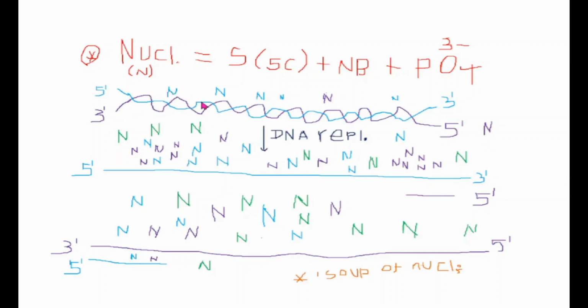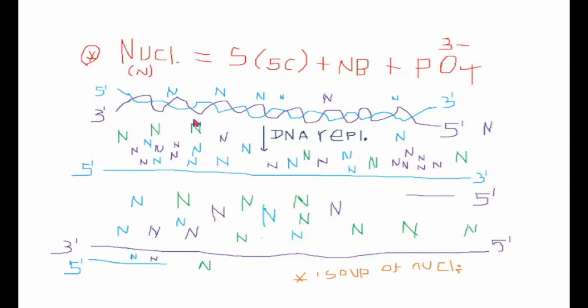So these N's around the DNA structure show the soup of nucleotides. These nucleotides will be important during DNA replication. Therefore, let's say this one strand will be replicated during the DNA replication. This one strand will help us to form the new strand.